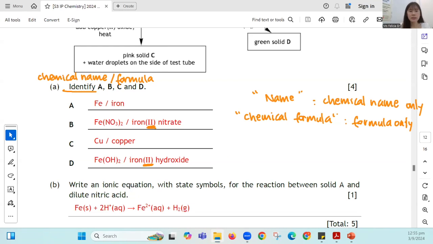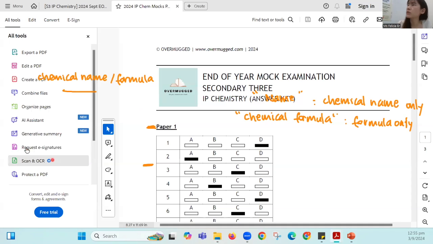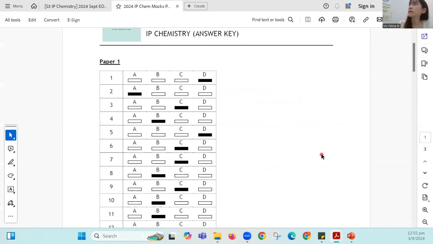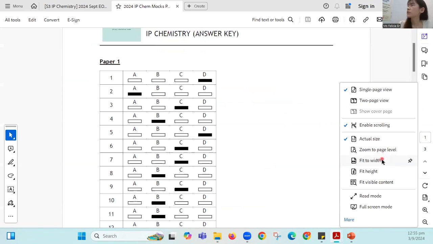Okay, so here's the answer for the MCQ. Can you all check through your answer? I'll show the first 10 first. Can you check your answer?